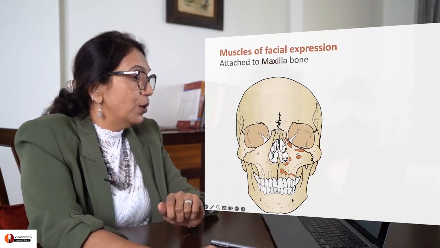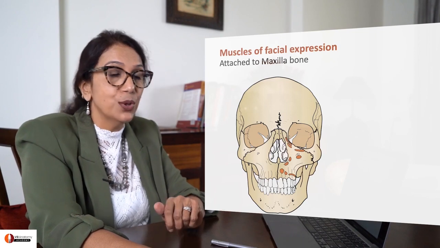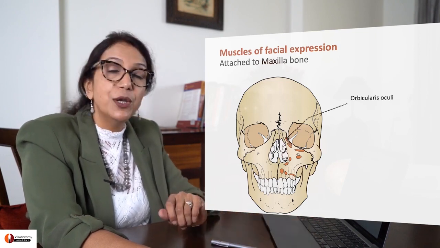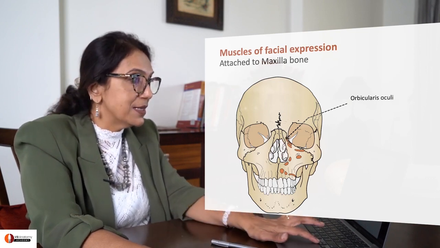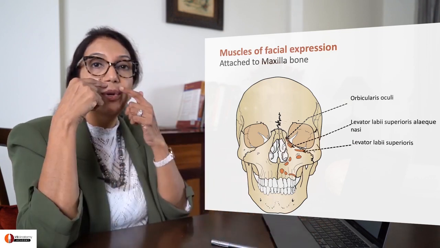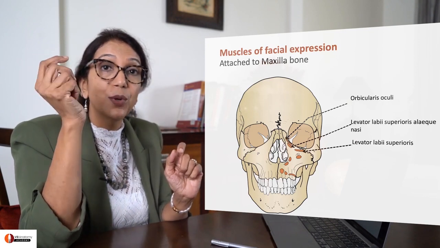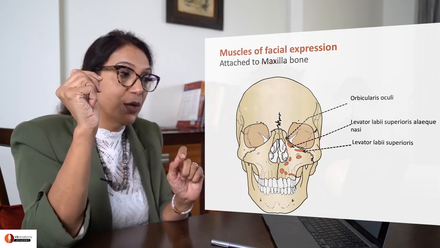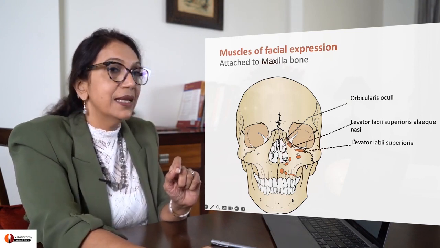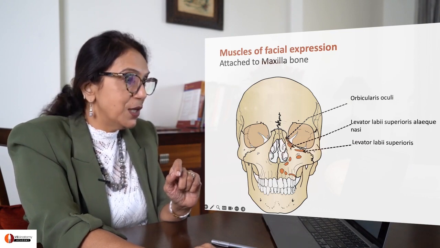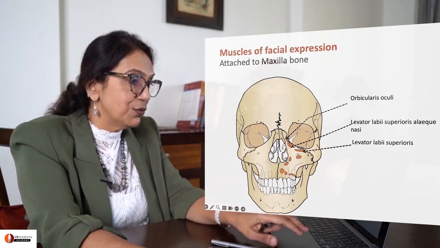Now take a look very close to the orbit. Which is the muscle of orbit I taught you? Orbicularis oculi. So here is the attachment of orbicularis oculi. It has multiple attachments. Now there are two muscles here which help to lift your lips up. Levator labii superioris. If it gets attached to the nose, it has an additional word to it, alaeque nasi. So levator labii superioris alaeque nasi, levator labii superioris. These are the two muscles you will find.